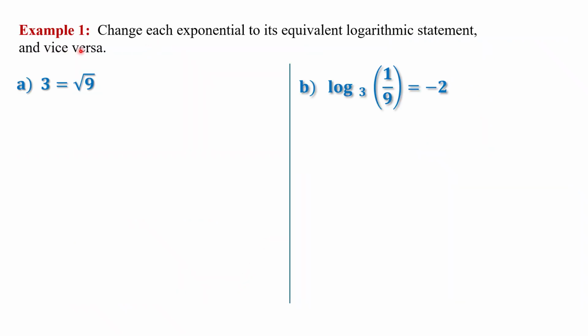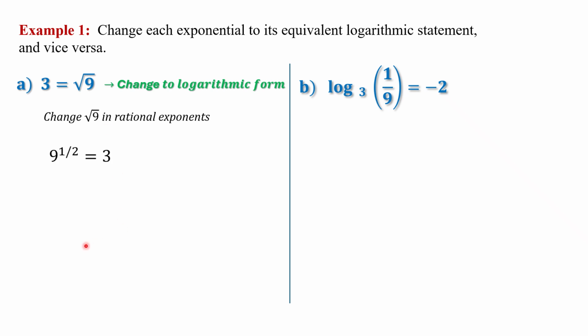For this example 1, change each exponential to its equivalent logarithmic statement and vice versa. For the first question, 3 is equal to square root of 9, and we're going to change this to logarithmic form. So first, let us change square root of 9 in rational exponents, and that is 9 raised to 1 half is equal to 3. Then changing to logarithmic form, we will have log base 9 of 3 is equal to 1 half.